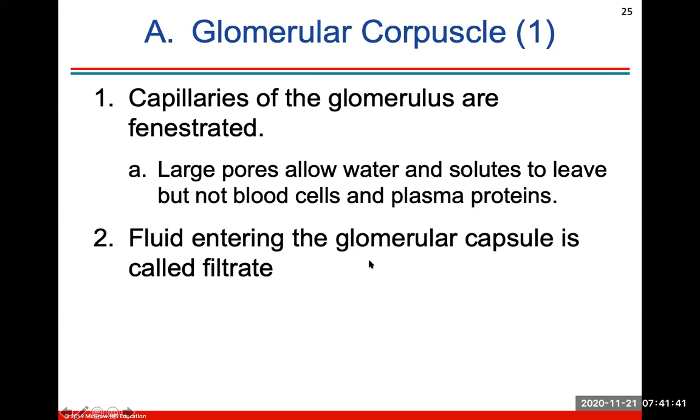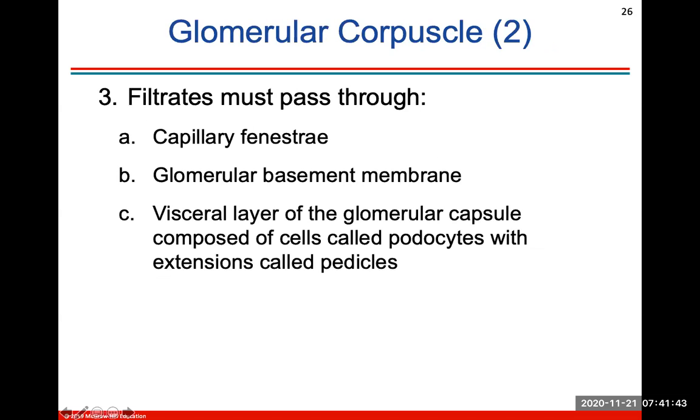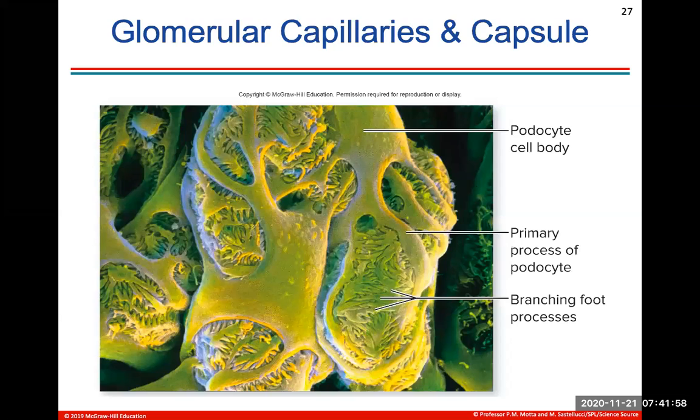Fluid entering the glomerular capsule is called filtrate. Filtrates must pass through the capillary fenestrae, the glomerular basement membrane, and then a visceral layer of the glomerular capsule composed of cells called podocytes with extensions called pedicels. This is a really cool look at the glomerular capillaries and capsule, showing how the podocyte cell bodies and their foot branches wrap around the glomerulus, with spaces between them to allow the filtrate to get through the glomerulus.